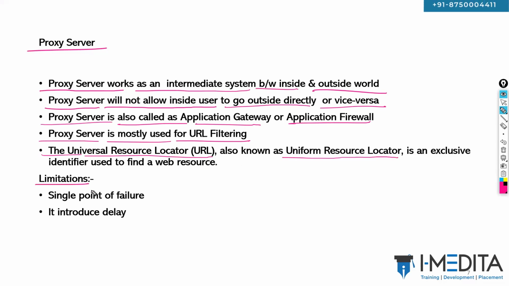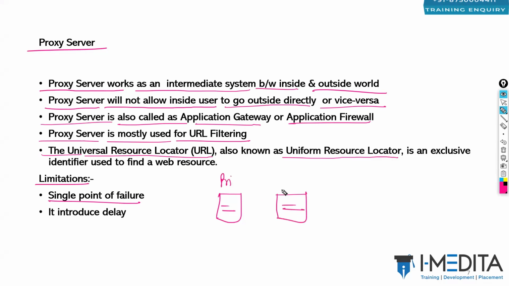Proxy server limitations can be a single point of failure. If you are using a single proxy, definitely there is a single point of failure. To solve it, we need to use two, primary and secondary. We can overcome this problem.